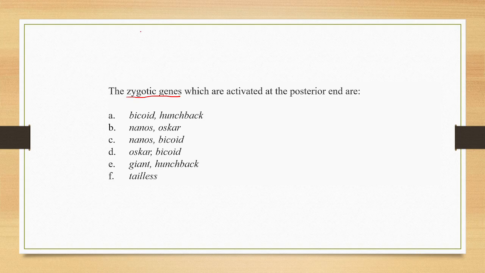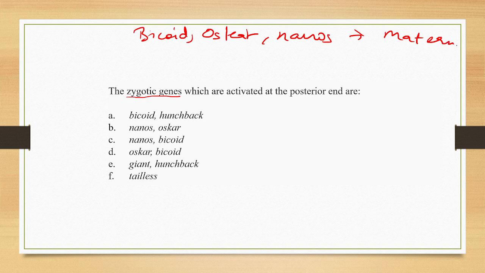That means bicoid cannot be included, Oscar cannot be included, nanos cannot be included, because these are maternal genes. Anyway, bicoid is not expressed in the anterior posterior side also. That is also one way to negate that option. So, this cannot be the option. Nanos and Oscar cannot be the option. Nanos and bicoid cannot be the option. Oscar and bicoid cannot be the option.